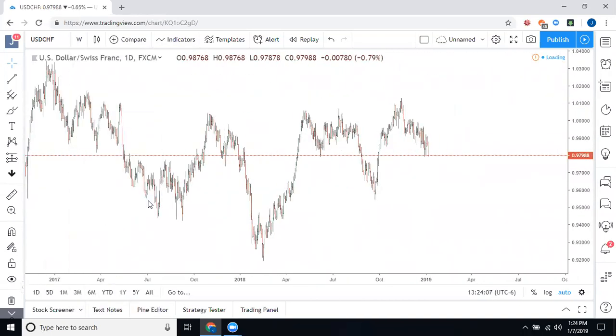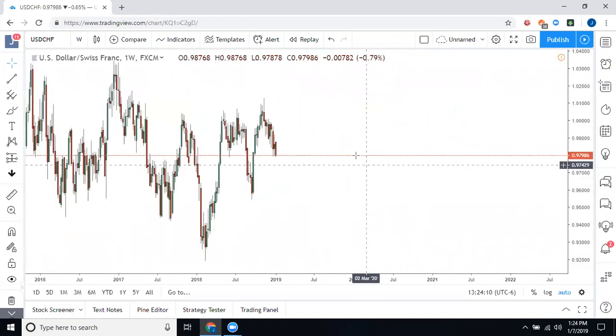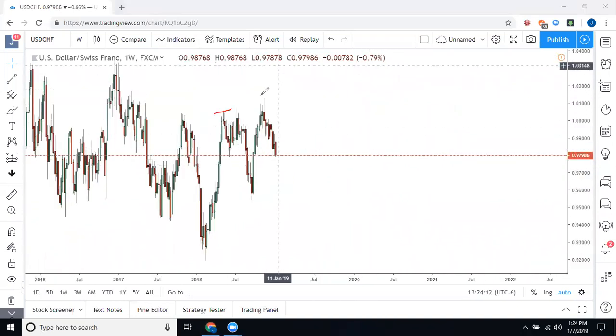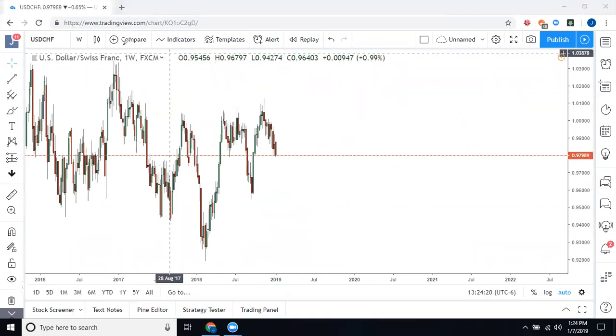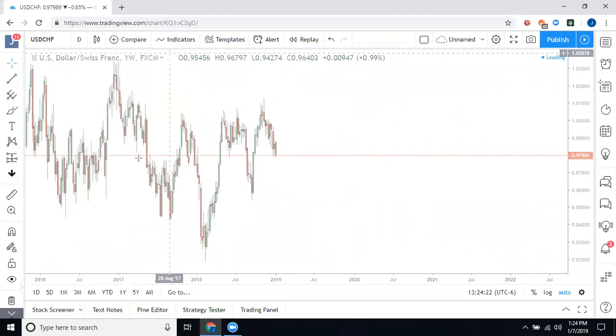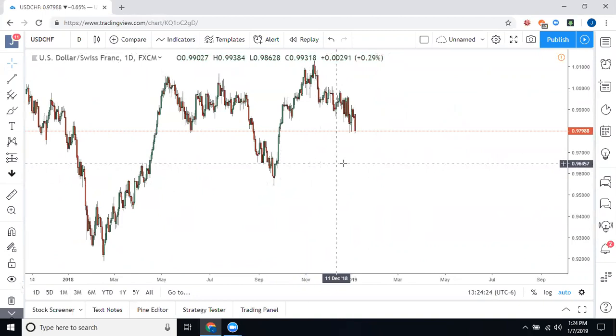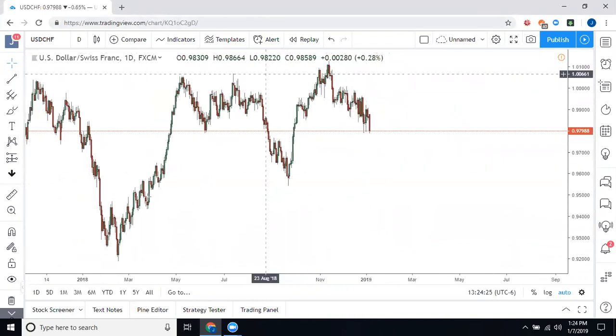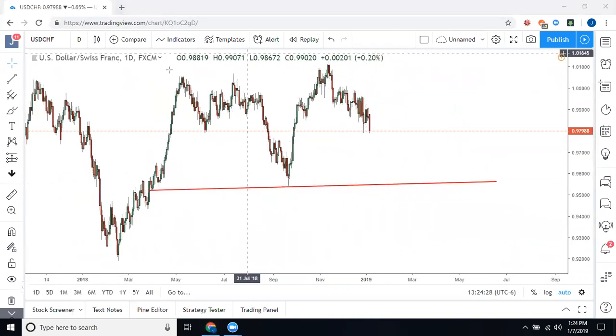Just because if you look on the weekly, it's a big double top being formed. So we know the dollar is going to be weakening, and as well as the fact that down here on the daily, obviously there's this double bottom. But this is what I was posting last week, was this head and shoulders.